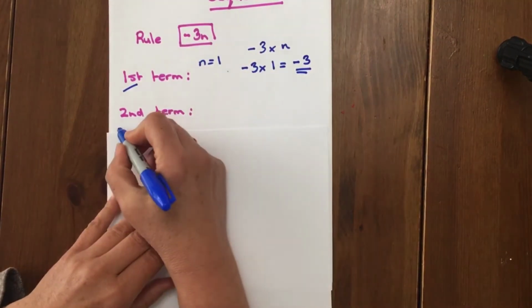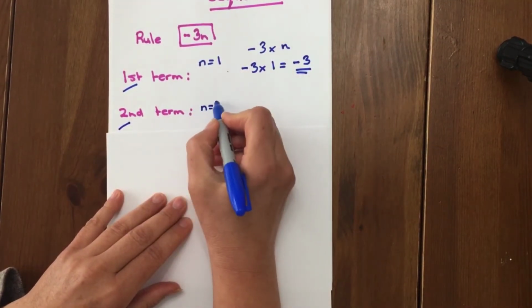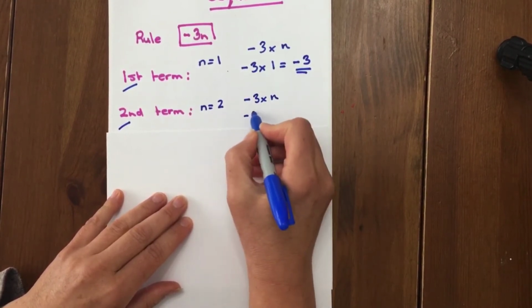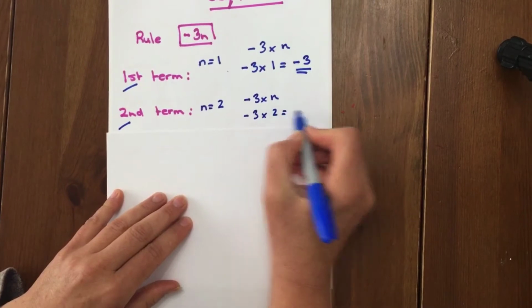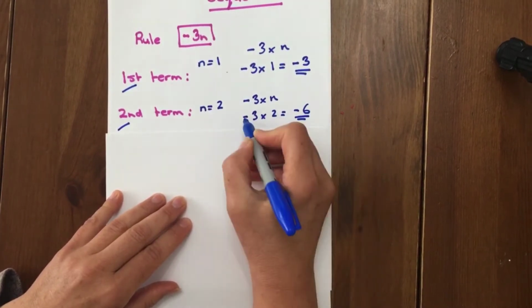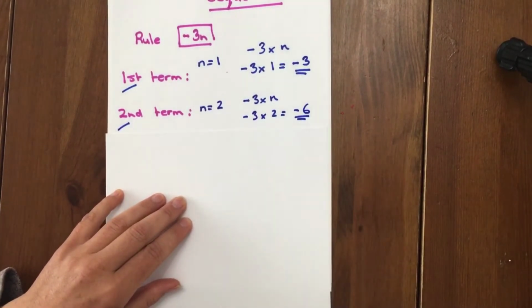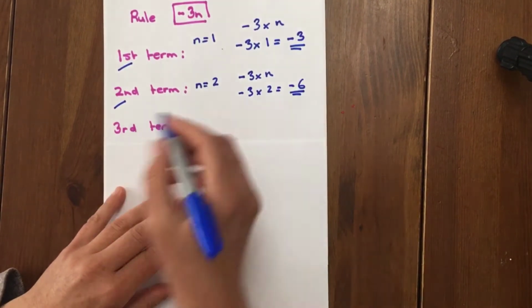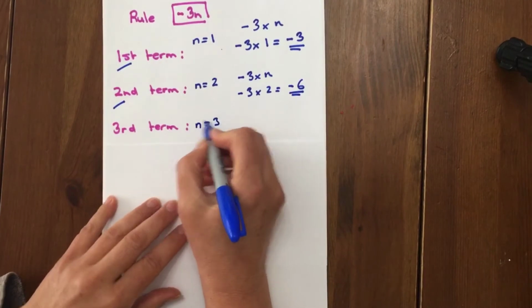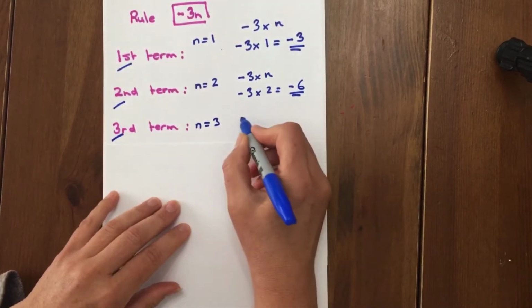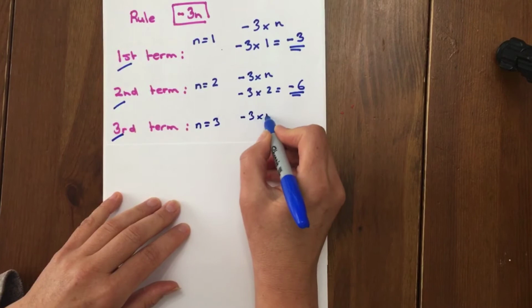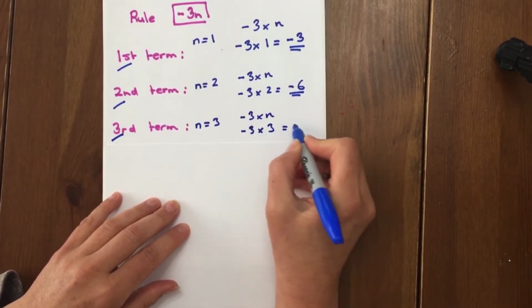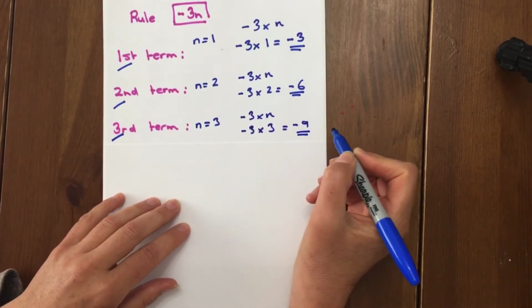Okay, my second term is when n equals 2. So this is my rule. I have negative 3 times 2, negative 6. Remember, a negative times a positive is a negative. You're really good at that in class. And my third term is when n equals 3. So minus 3 times 3 is negative 9, my third term.